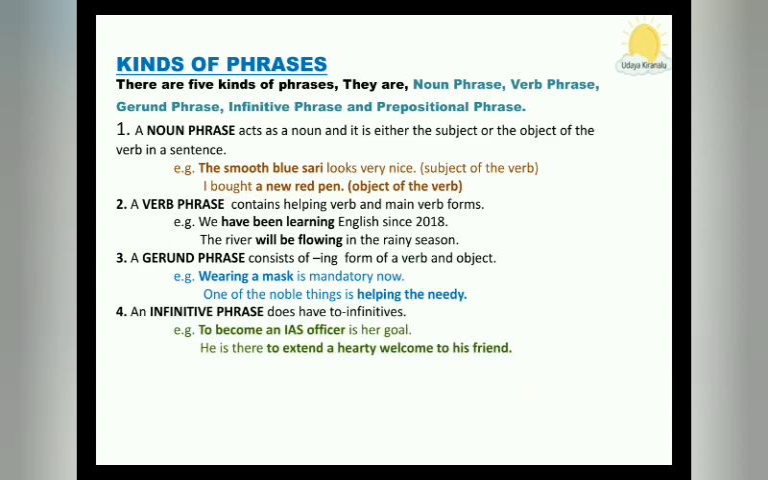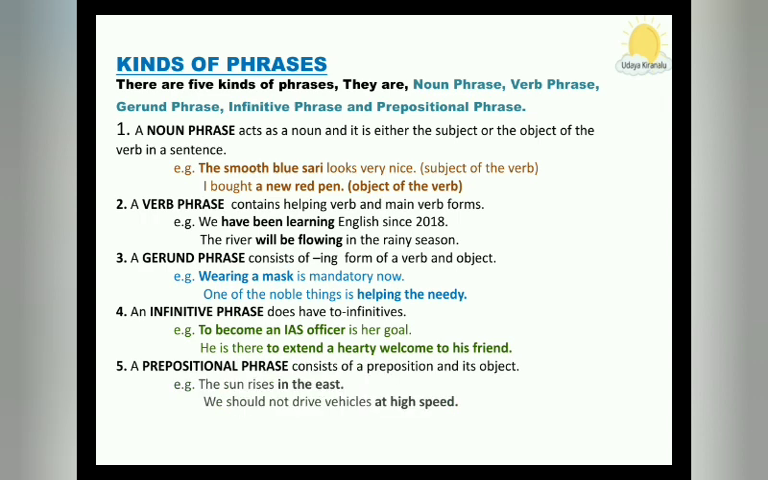And the fourth one is infinitive phrase. An infinitive phrase does have two infinitives. These are the examples. To become an IAS officer is her goal. To become an IAS officer is an infinitive phrase here. The next one is he is there to extend a hearty welcome to his friend. To extend a hearty welcome to his friend is an infinitive phrase here.